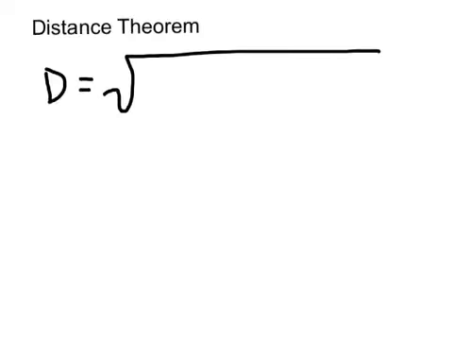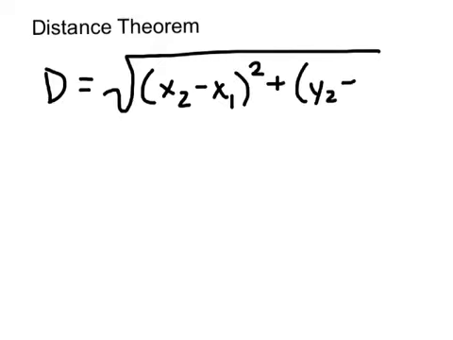The distance between two points is given by taking the square root of x2 minus x1 and squaring it, and then you add y2 minus y1 and square that. Okay? This looks very complicated, but it's really just the Pythagorean theorem. Let's look at an example to show this.